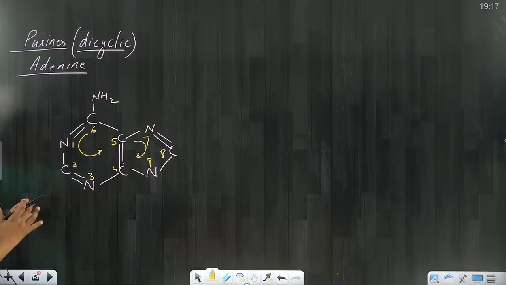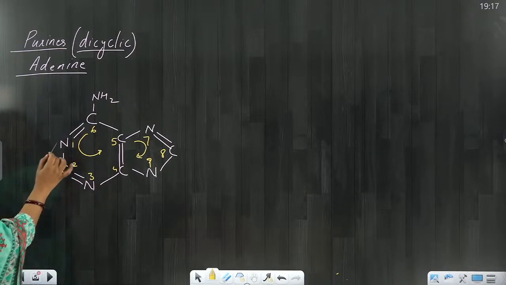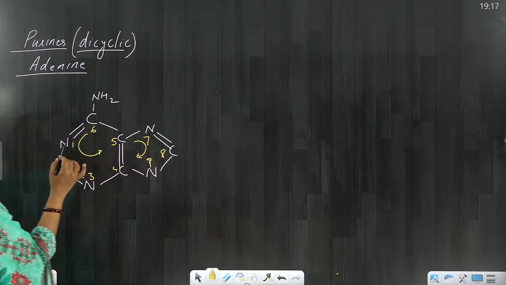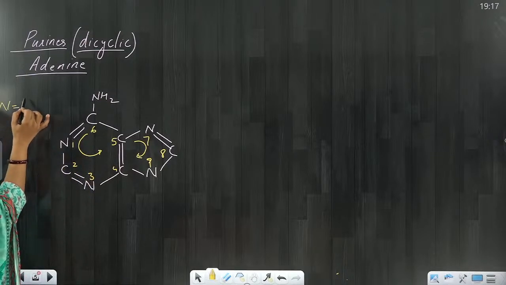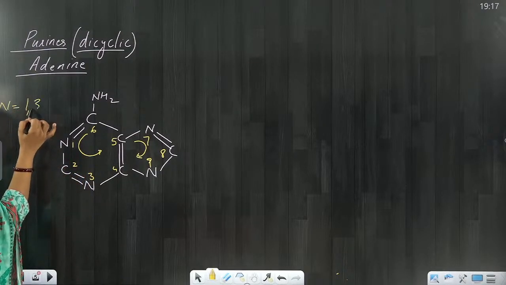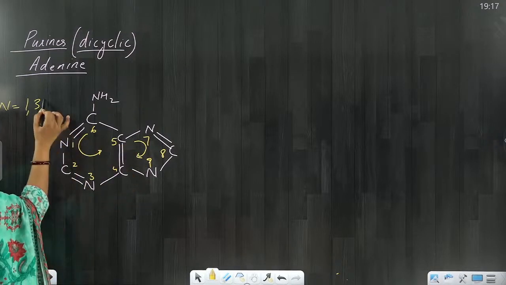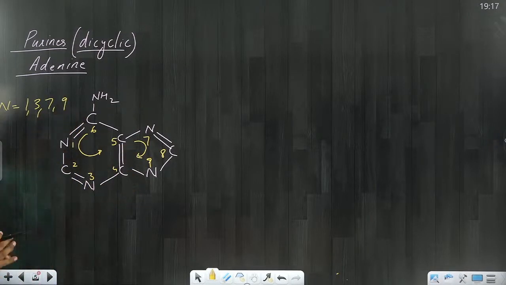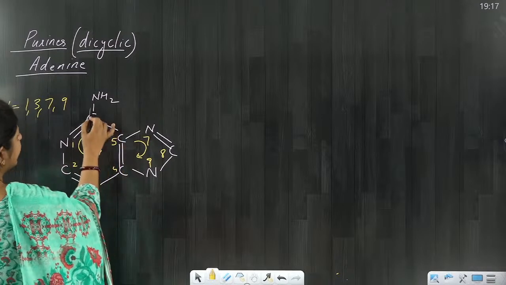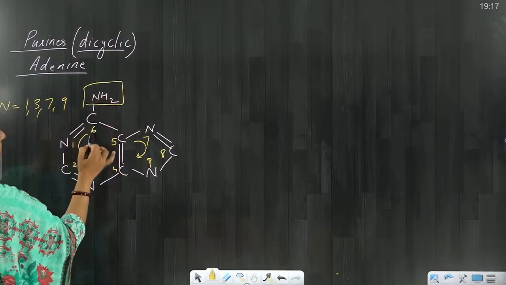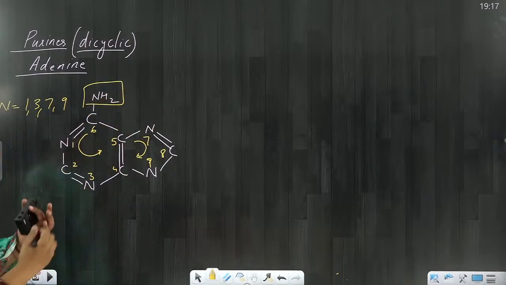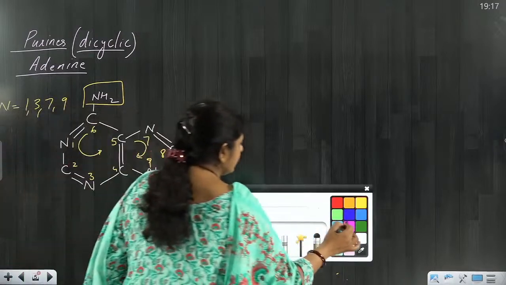Now this numbering indicates the position of nitrogens here. Can I say the nitrogen positions here will be 1, 3, 7 and 9. This is for adenine. And at which position is the amino group attached? At the 6th position. Now let's see the next purine. What is that?